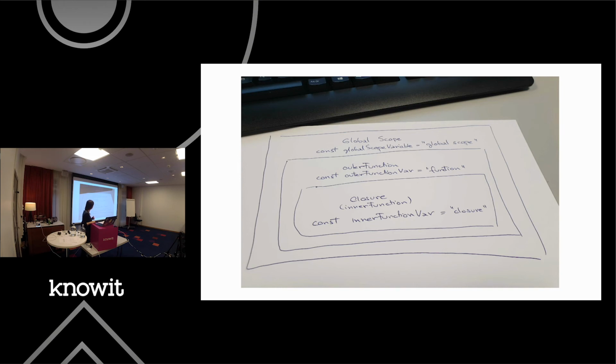Here I have tried to make a drawing with the scopes, and we have the global scope that knows only about the constant global scope variable. The inner scope inside the global scope will know about the variables inside the outer function and about the variables in the global scope. It will not know anything about the variables in the closure in the inner function. And deeper, the inner function will know about everything. That's the closure. When we talk about functional programming, we also talk about free variables and the environment. So what is outside the closure is the environment, and the variables that are outside the closure are called free variables.